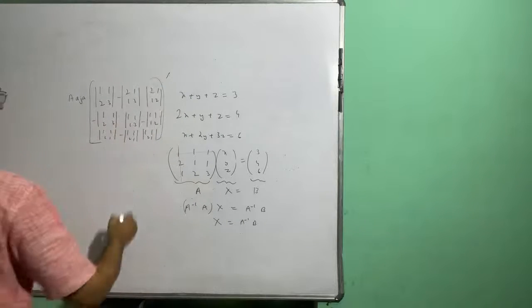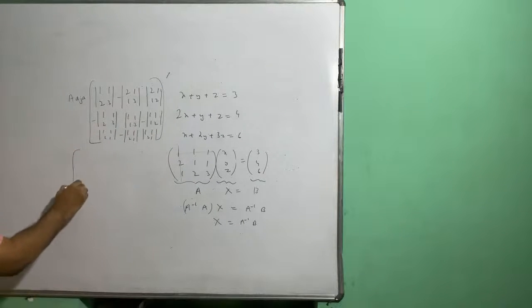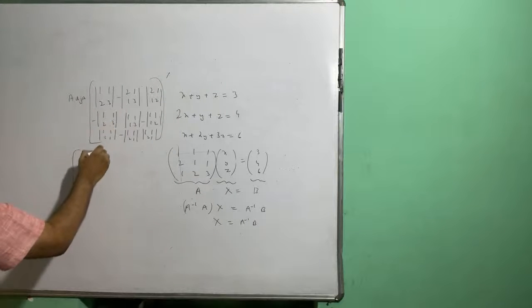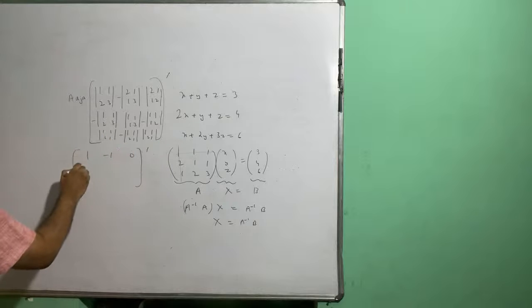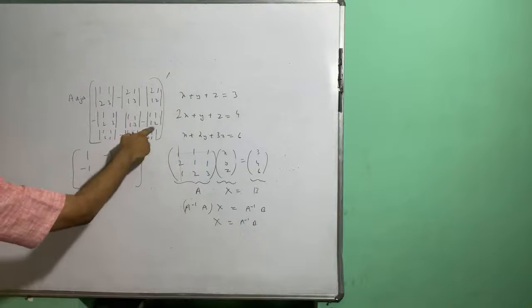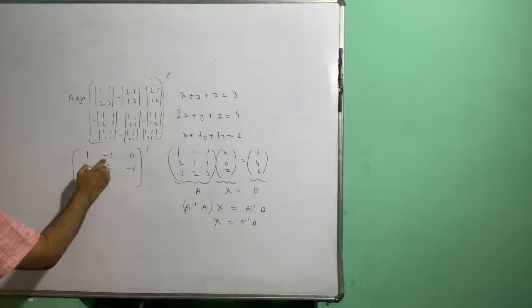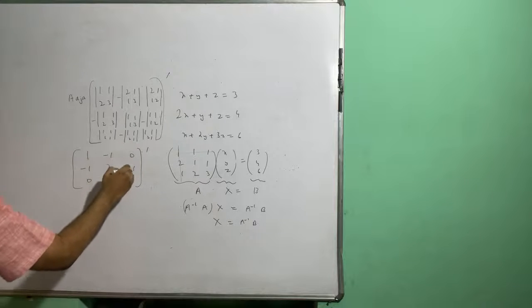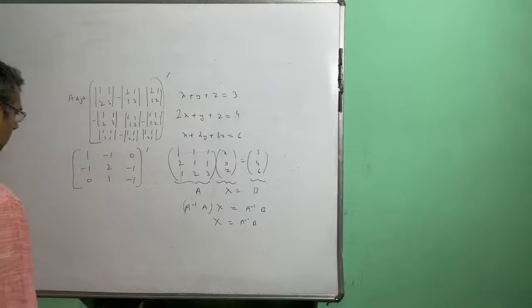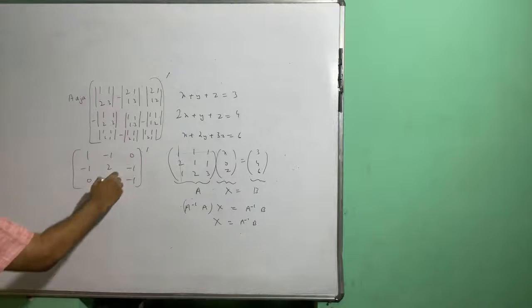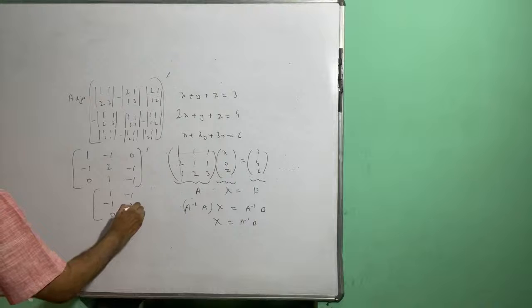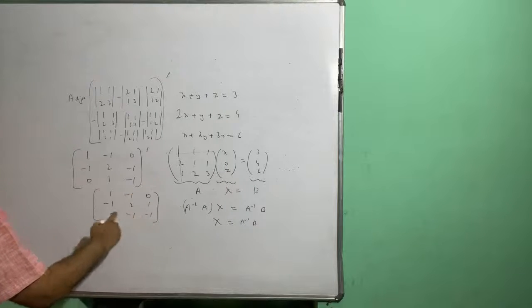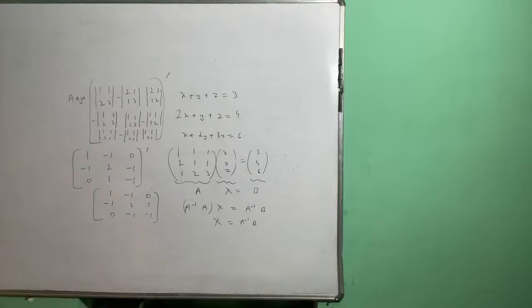And then you do the transpose of this. So this will be 1, this will be minus 1, this will be 0, this will be minus 1, this will be 2, this will be minus 1, this will be 0, this will be 1, and this will be minus 1. And like I said, you do the transpose of this. Transpose means interchange row and column. After doing transpose, this is what you will get. This is called the adjoint of A.